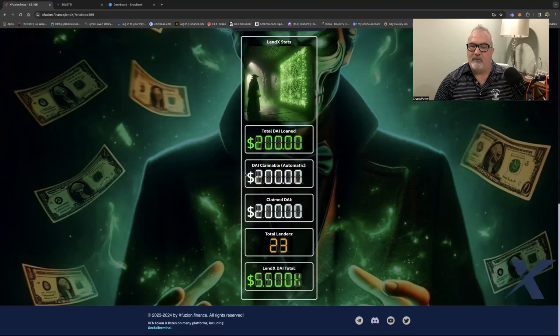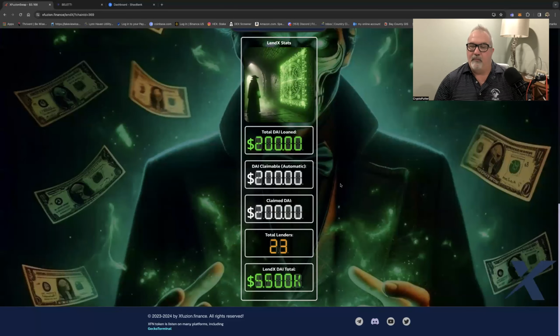When you lend it to the project, everybody who comes in, there's been 23 lenders in here. That's got 5,500 in here right now. So as these orders are filled, as lending comes in, when it's time for me to earn mine, which depends on where I'm at in line, this goes automatically to my wallet. I don't have to claim it or anything. It just automatically goes there.